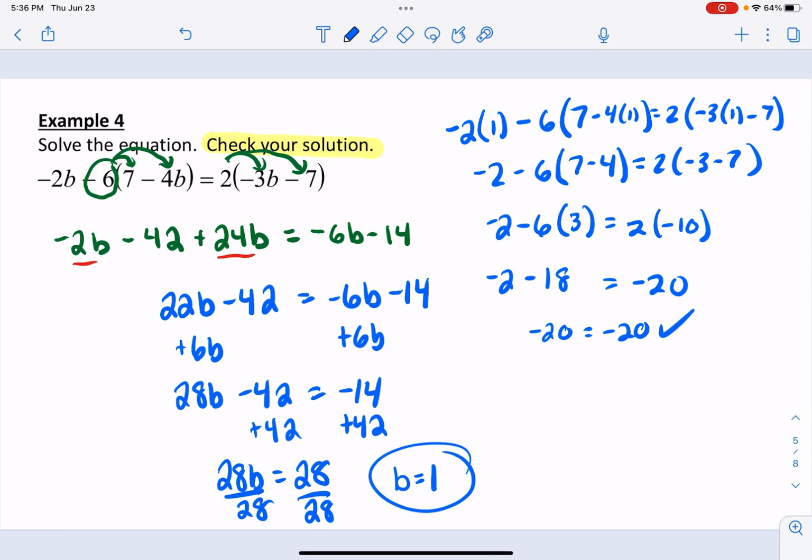Okay? And if I got something that didn't work on this right side when I was checking my answer, go back and relook at your work and see what you've done wrong and try and figure out what you've done wrong. That's half the battle in mathematics.